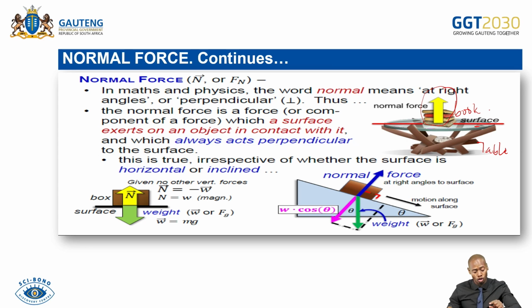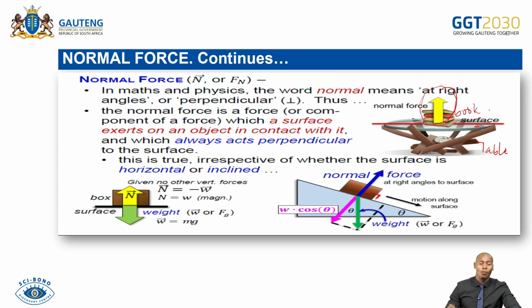So the book is on top of the table. What is the surface there? It is the table. When we talk of the normal force, it is the force exerted by the surface, which is the table in this case, on an object, which is the book, or the books in this case. So that is going to be the normal force. This is how we have to represent normal force in this situation.